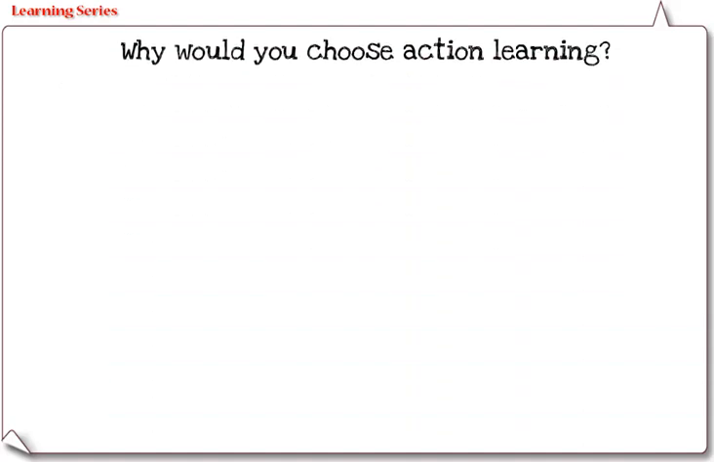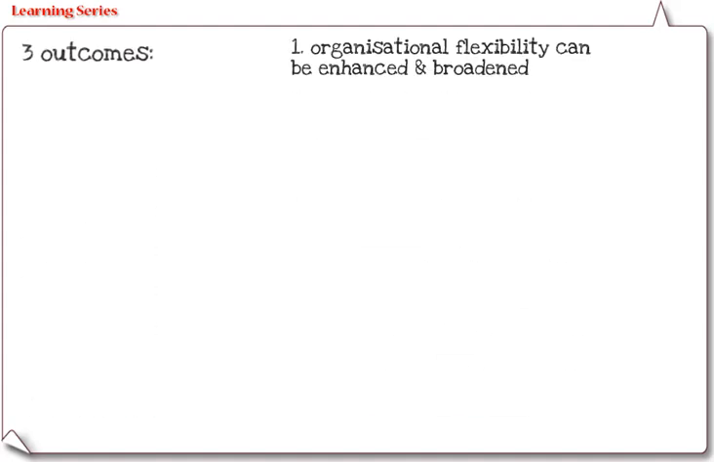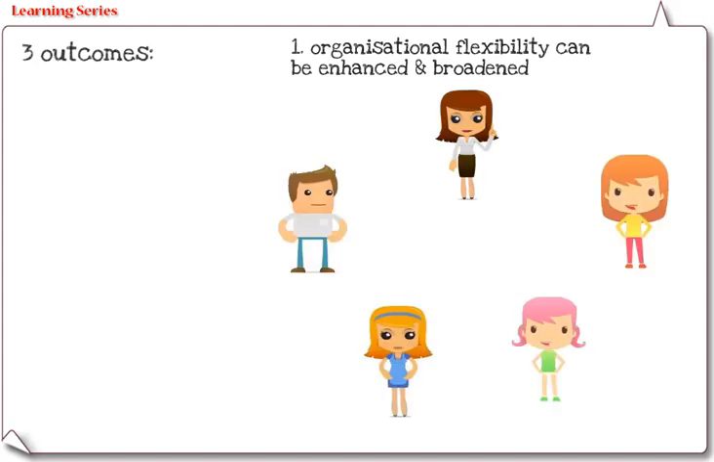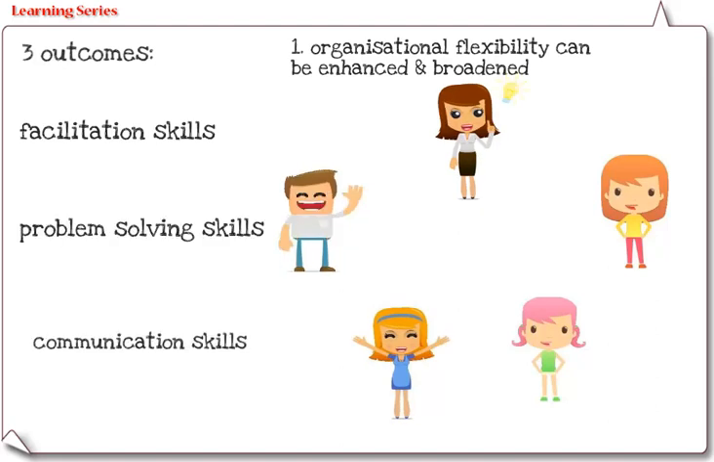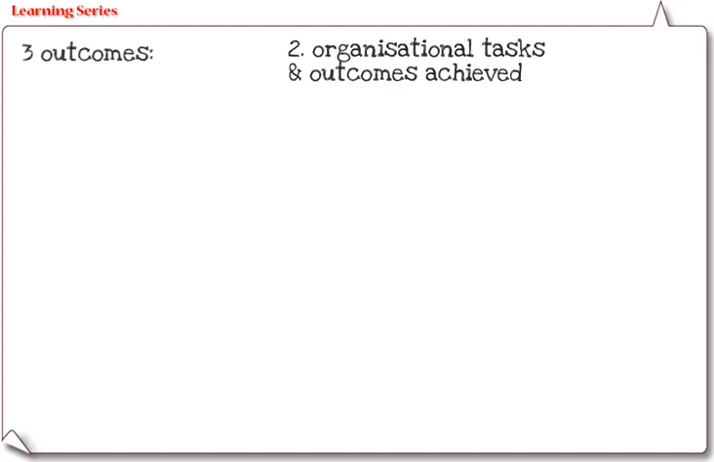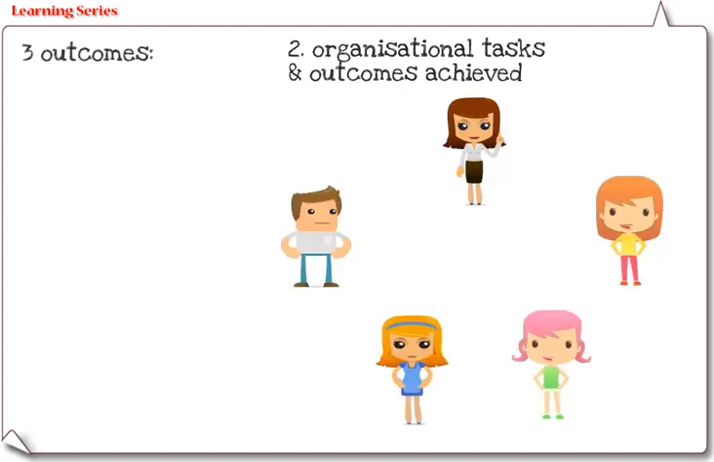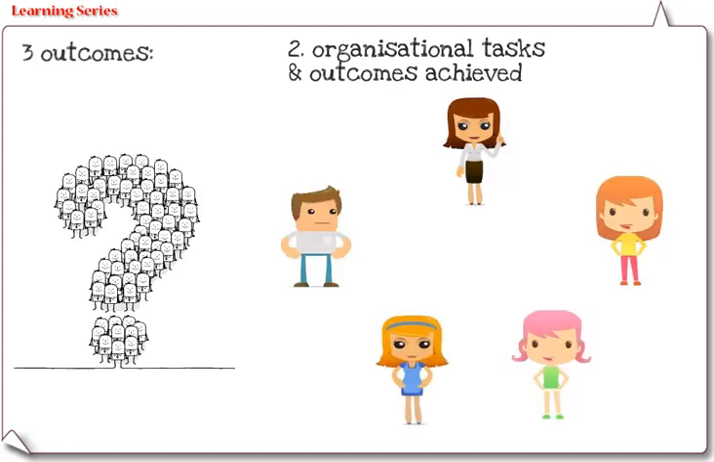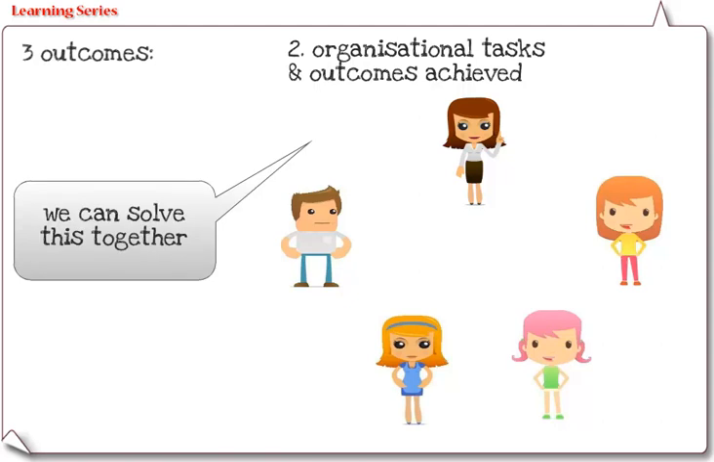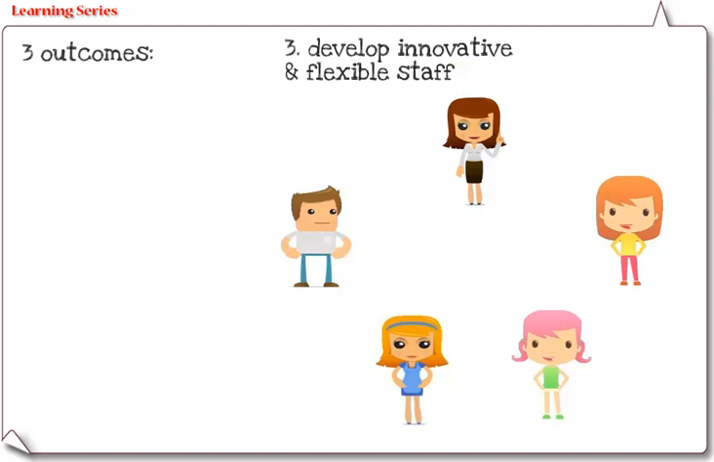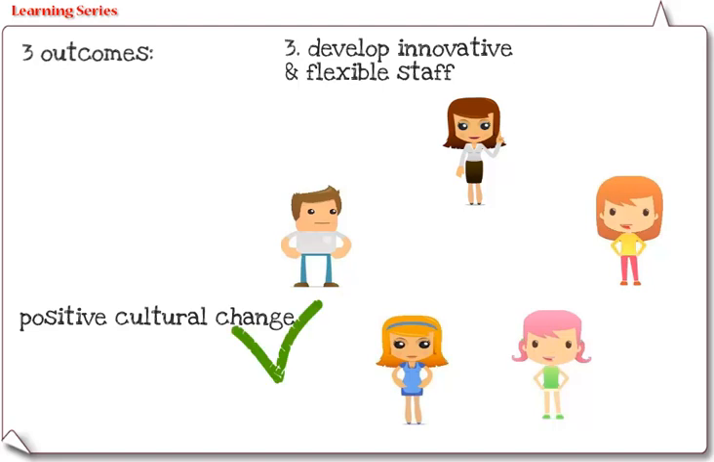Action learning has the potential to achieve three key sets of outcomes. Skills relevant for organizational flexibility can be enhanced and broadened. By working as a team on real tasks, participants develop facilitation, problem-solving, and communication skills. Important organizational tasks and outcomes can be achieved. The projects are sufficiently complex that the team has to engage in collaborative problem-solving to achieve an outcome. And the organization can develop more innovative and flexible people, that in turn can lead to positive cultural change.